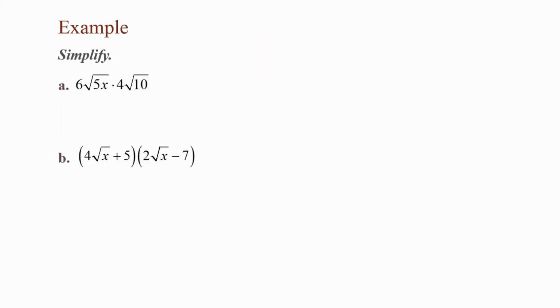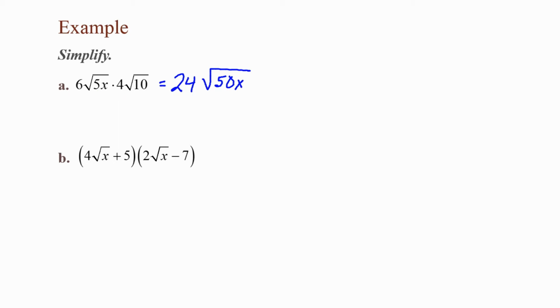For these examples, I want to simplify. Part A, I have 6 square root 5x times 4 square root 10. For multiplying, as long as my index is the same, I can multiply the roots underneath. So I can multiply 6 times 4, which gives me 24, and 5x times 10, which gives me the square root of 50x.